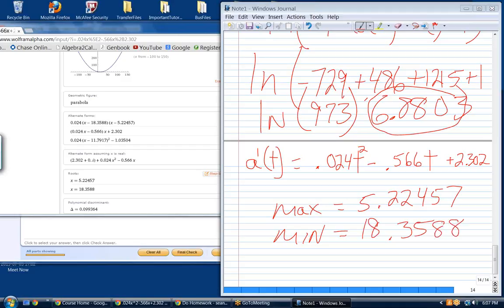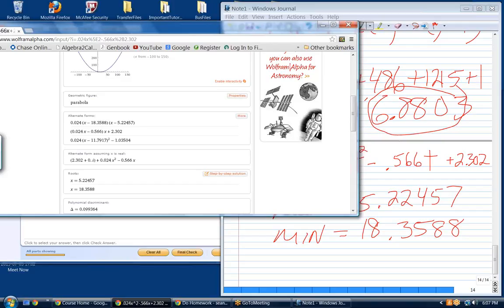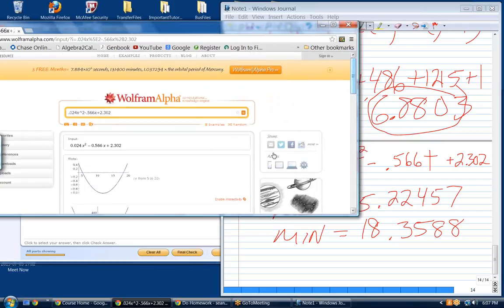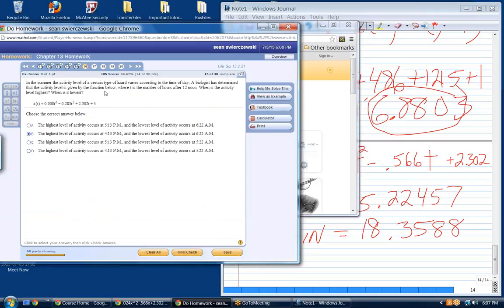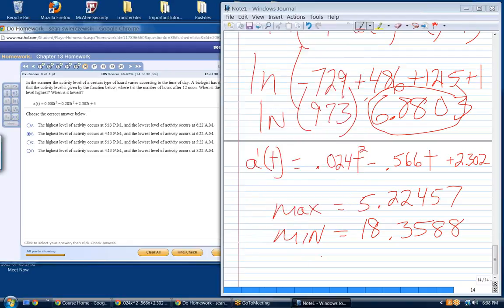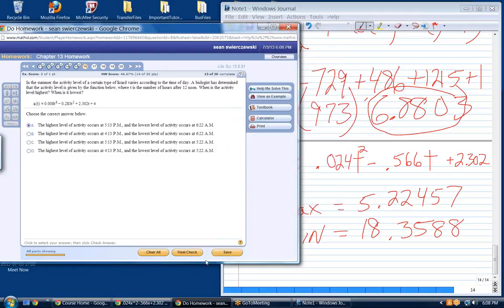However, we have to be careful here because we have some restrictions regarding hours from noon. According to the time of day that the activity is given, where t is the number of hours after 12 noon. It's A. Wouldn't it be minus 5, so it's 5:15? Yep, I agree. And then 6 would be 18 hours after noon.